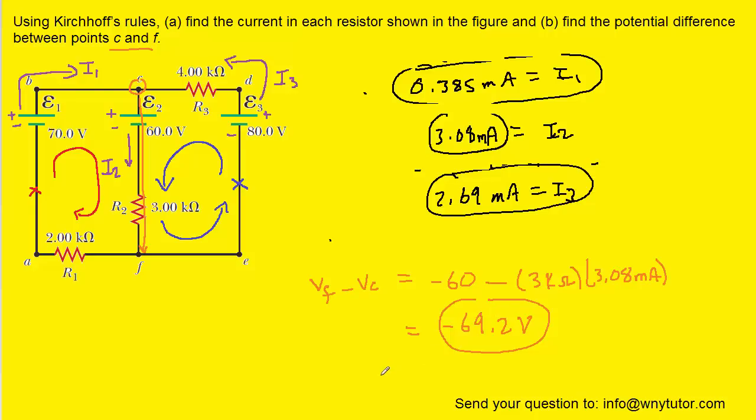If the question only wants the magnitude of the potential difference, then we would technically have to take the absolute value. And in that case, the magnitude of the potential difference would be positive 69.2 volts. And finally, the fact that moving from C to F represented a negative potential change means that the potential at point C is higher than the potential at point F.